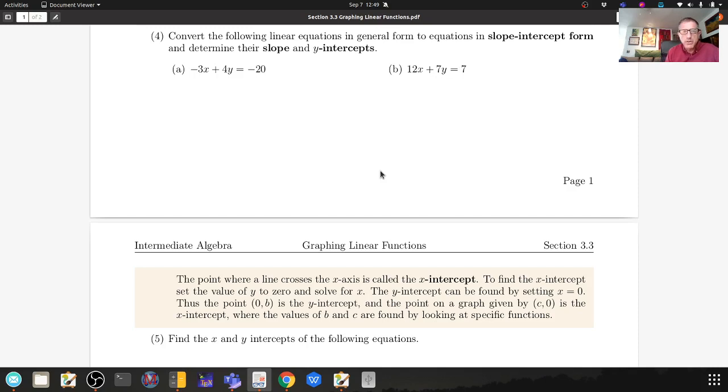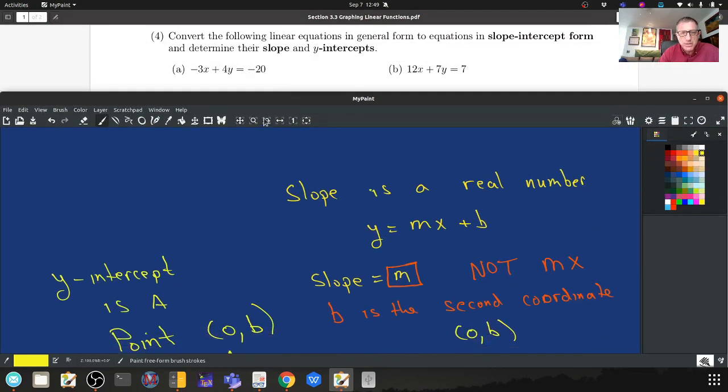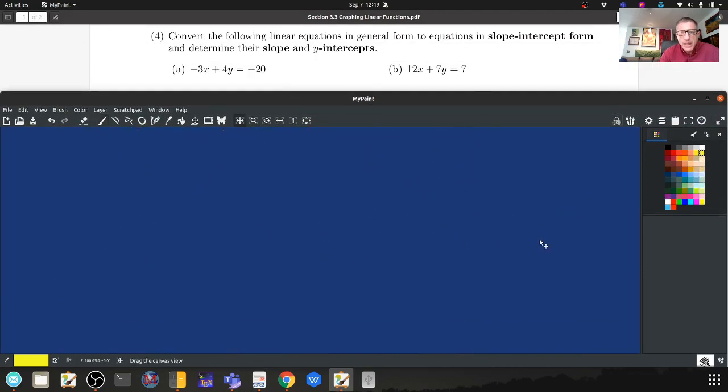So we're going to convert the following linear equations in general form to equations in y-intercept form and determine their slope and y-intercept. So we're ready to literally do this now. And I'm going to do 4a. Since I spent so much time on all of that, I'm just going to do 4a, and then I'm going to tell you the answer for b, and I'll let you work that out on your own.